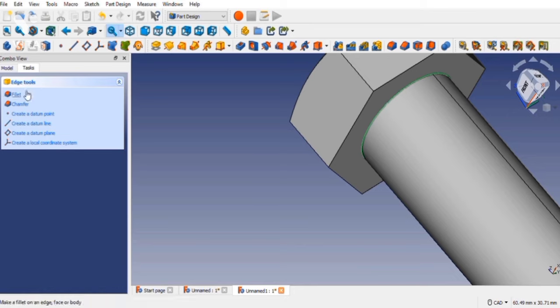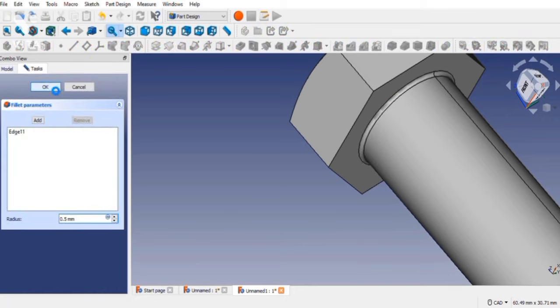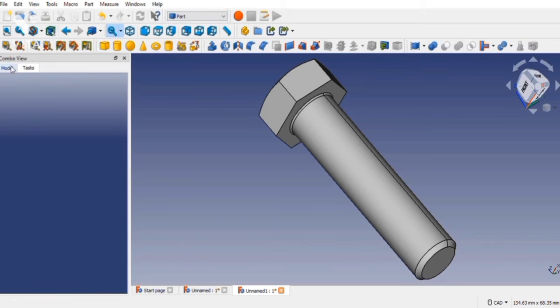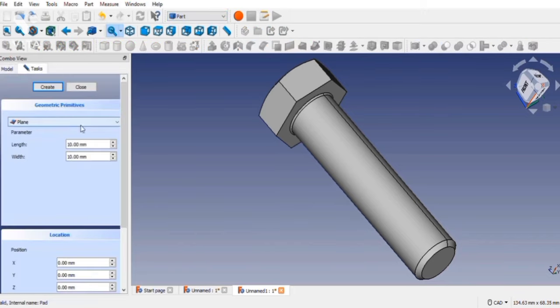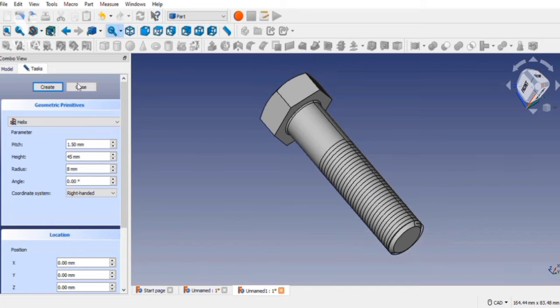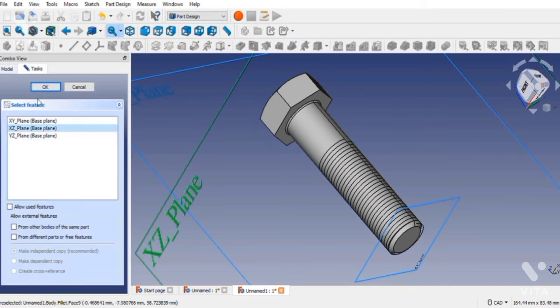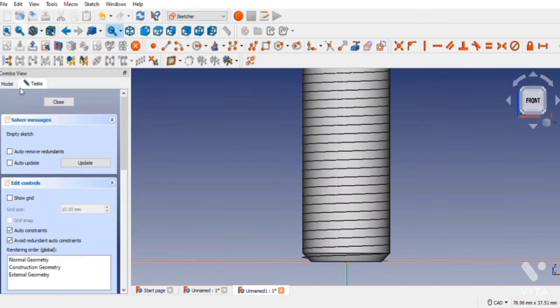And now I selected the circle perimeter which is in the hexagon, and I used the fillet option and I filleted it up to 0.5 mm to just give a view just like the base. And now I want to give rings around the bolt, so I inserted a helix of pitch 1.5, height 45 mm and radius 8 mm. Now the helix got inserted just like lines.